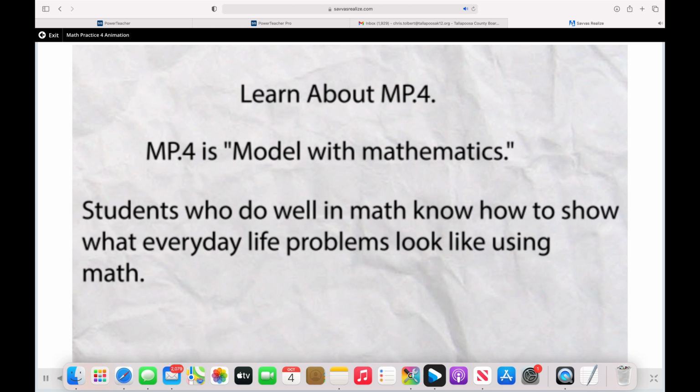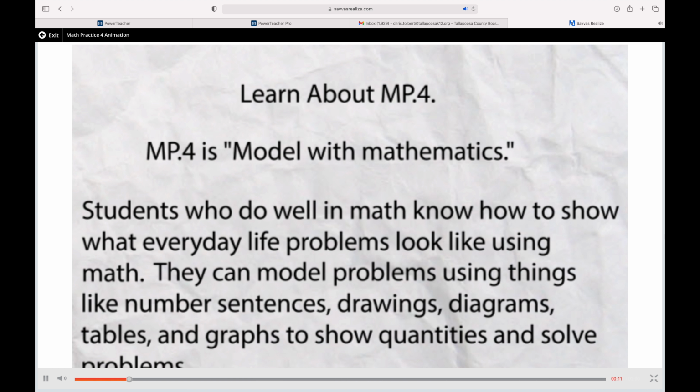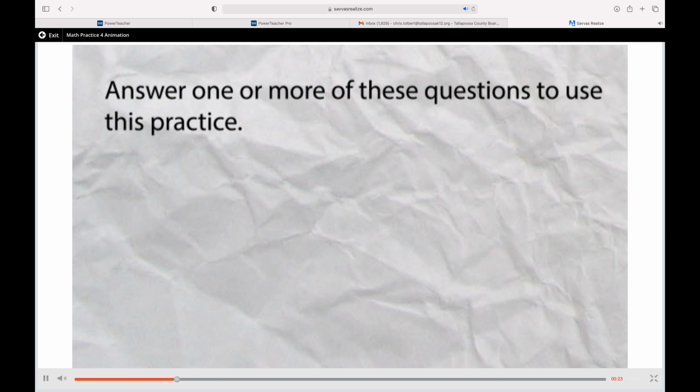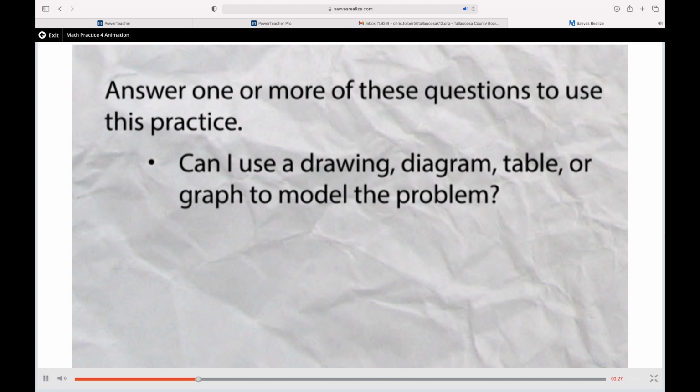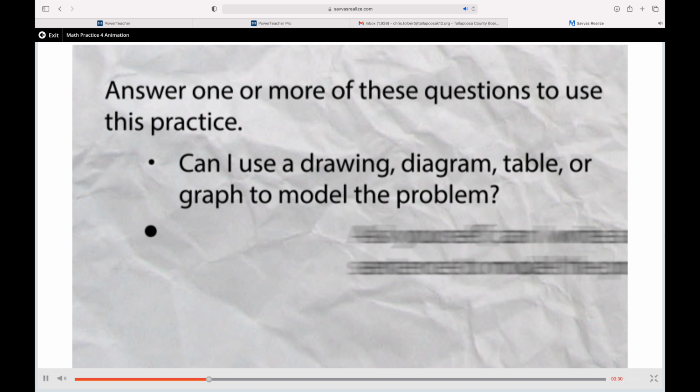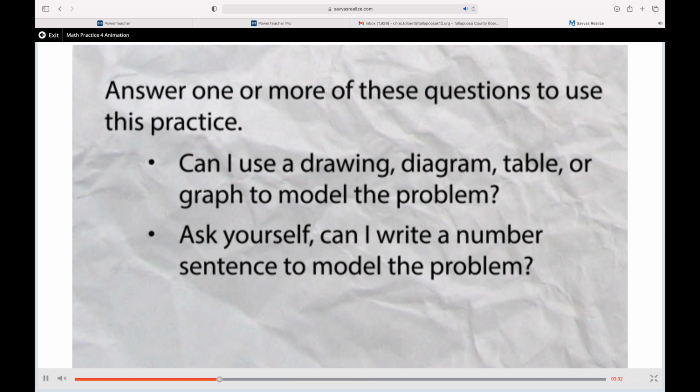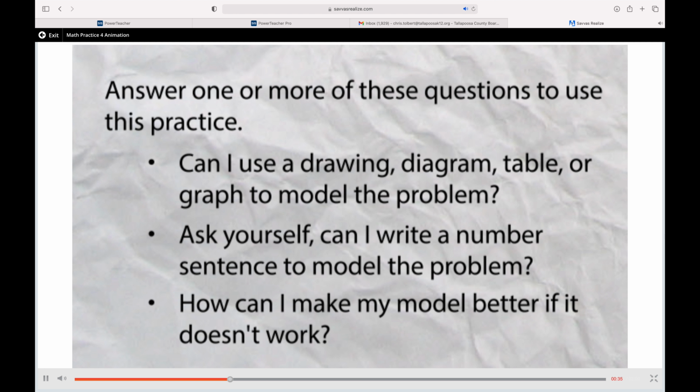Model with mathematics. Students who do well in math know how to show what everyday life problems look like using math. They can model problems using things like number sentences, drawings, diagrams, tables, and graphs to show quantities and solve problems. To use MP4, answer one or more of these questions. Can I use a drawing, diagram, table, or graph to model the problem? Ask yourself, can I write a number sentence to model the problem? How can I make my model better if it doesn't work?